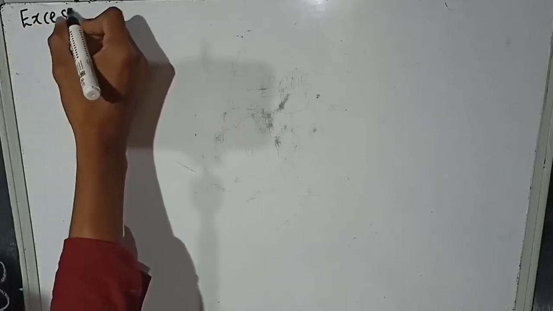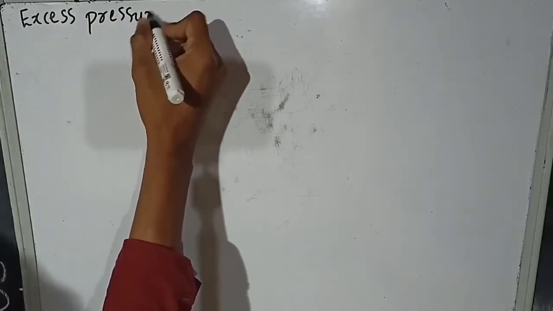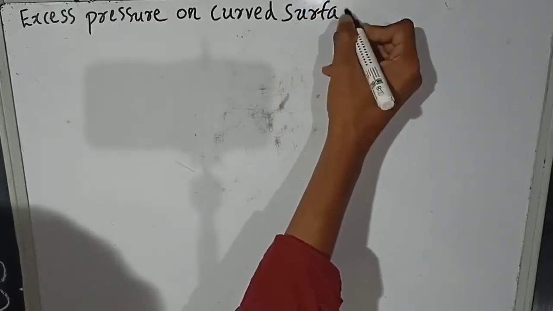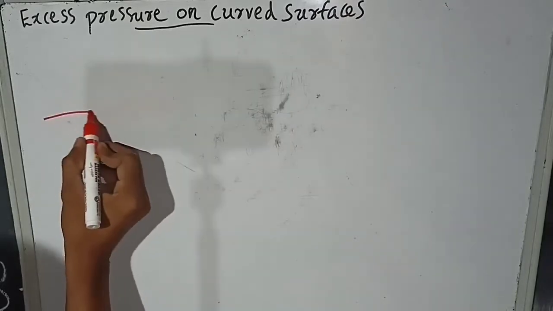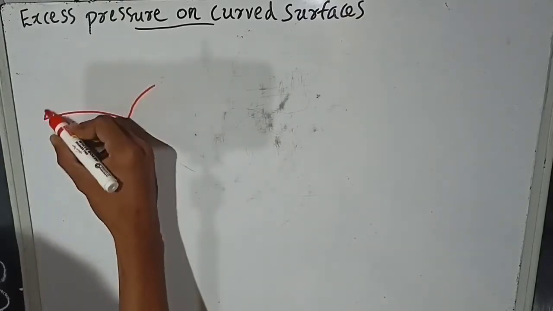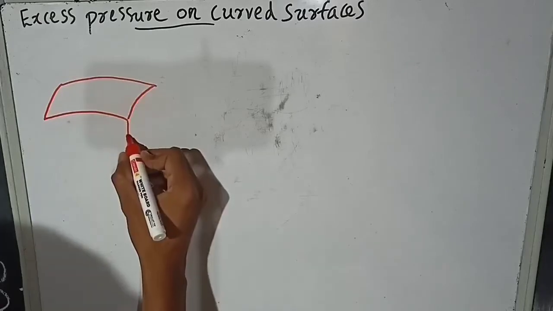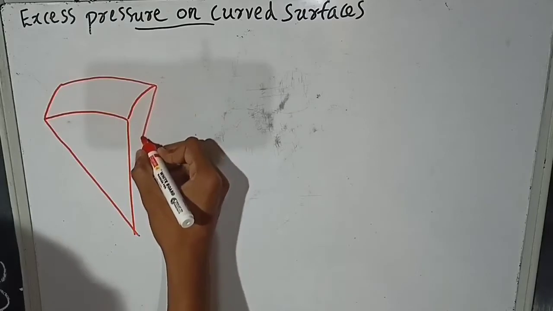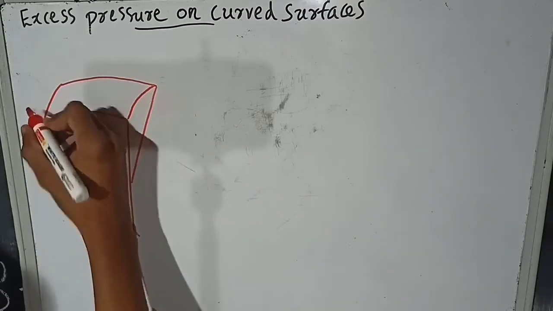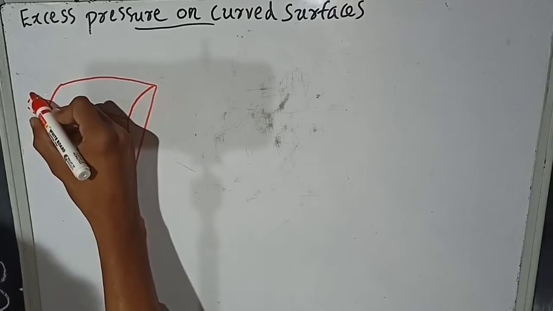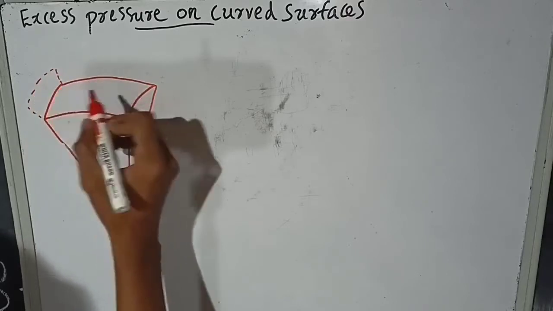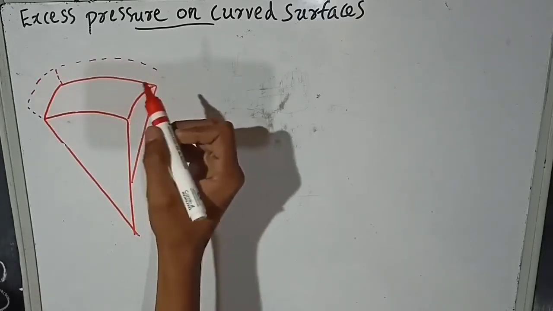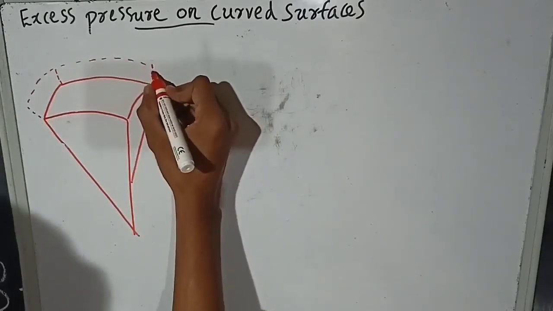Today we are going to learn about the excess pressure on curved surfaces. Let's draw a surface like this, and imagine this surface has two origins like this. Due to the excess pressure, suppose this surface expanded a little bit like this. These dotted lines represent the expanded surface.